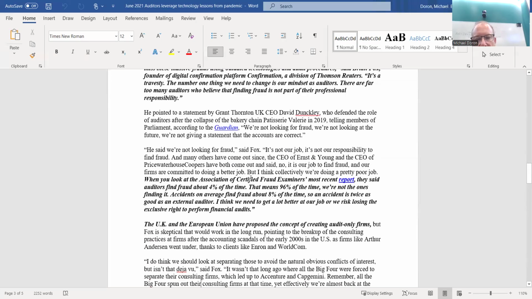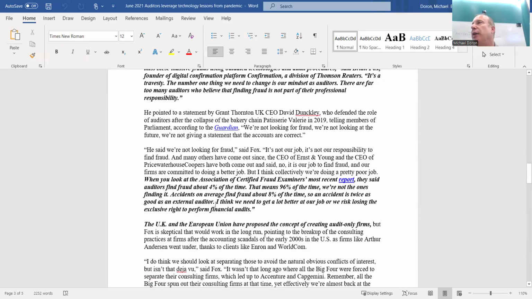When you look at the Association of Certified Fraud Examiners' most recent report, they said auditors find fraud about 4% of the time. I've seen studies like that too. That means 96% of the time, we're not the ones finding it. Accidents, on average, find fraud about 8% of the time. So an accident is twice as good as an external auditor.